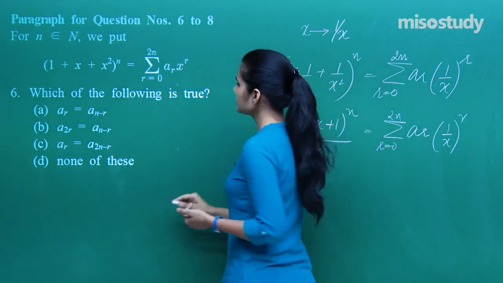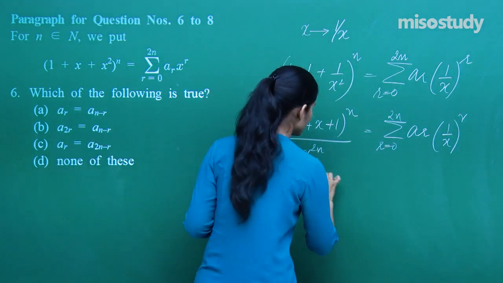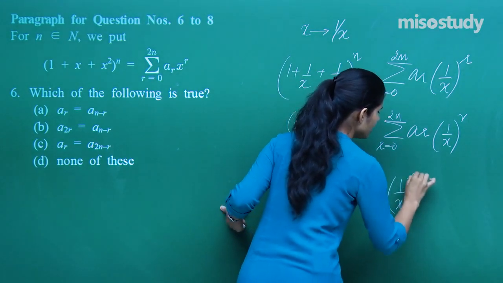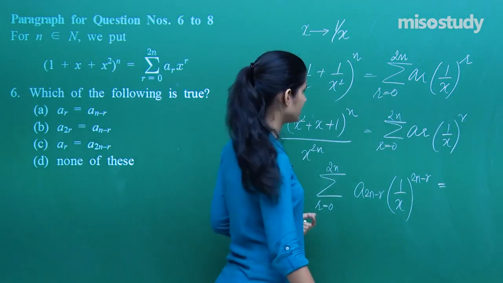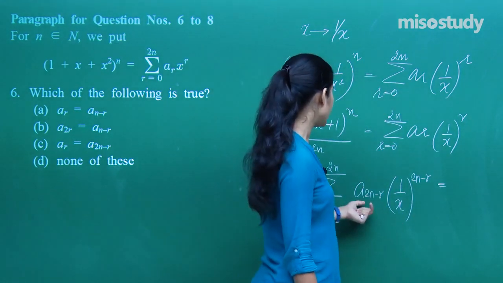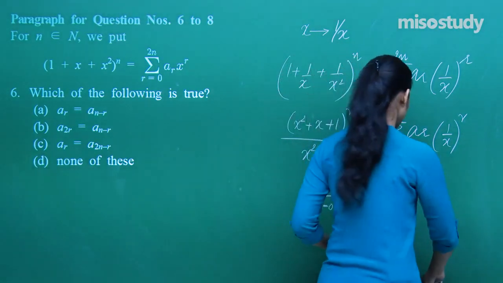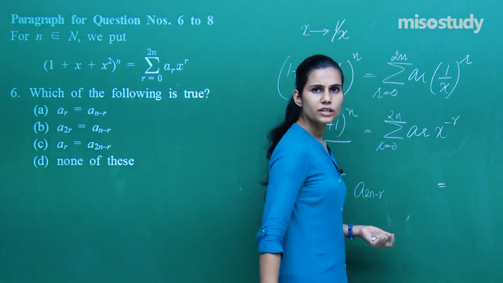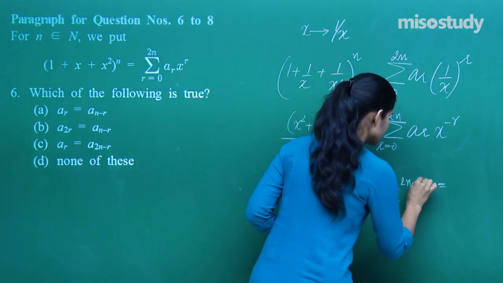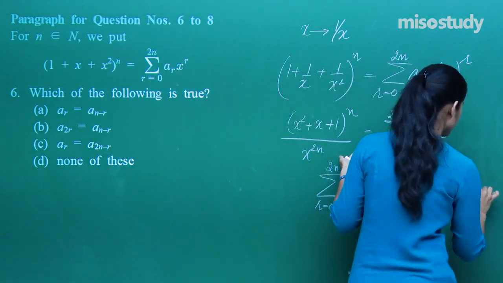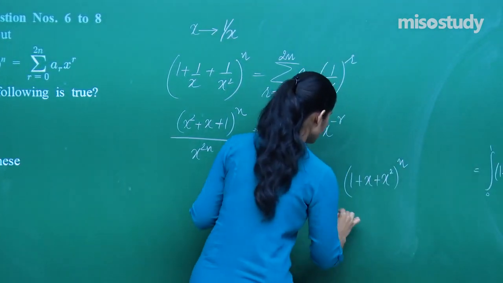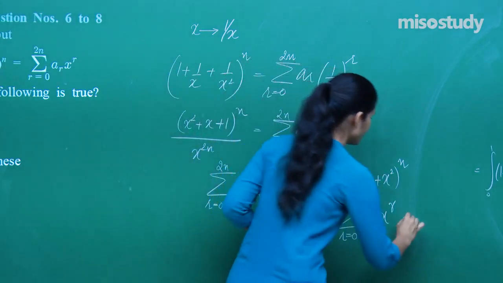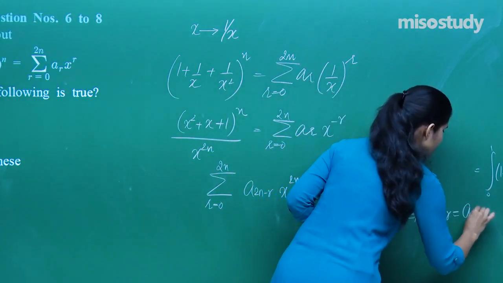What you do is, you can see it's n minus r, 2n minus r written over here. So basically when you say summation r going from 0 to 2n, a to the power 2n minus r by x to the power 2n minus r, what do you get? When you perform this operation, a_{2n-r} x^{2n-r}, or let me make this, this is actually x to the power minus r, 1 upon x to the power r, x to the power minus r, this is x to the power 2n minus r, right? This exactly will be equal to (1 + x + x^2)^n, which is nothing but summation a_r x^r. Understood? So from here you are very easily getting that a_{2n-r} is equal to a_r.